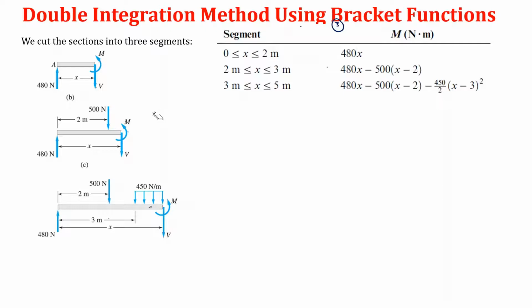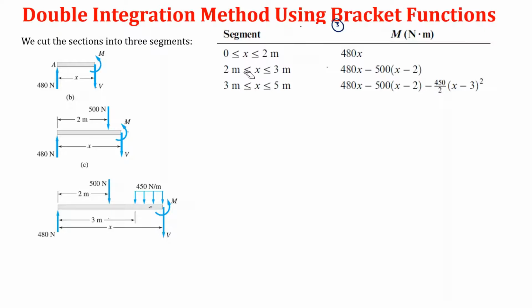Again, take moments about the cut. Say clockwise is positive. What is the clockwise moment about the cut? 480 times the moment arm x, minus 500 times the moment arm toward the cut, which is x minus 2. Okay? That is the moment equation considering the second section.